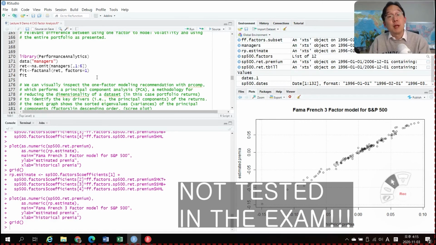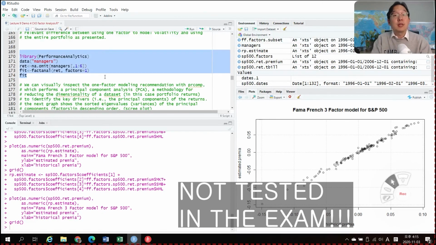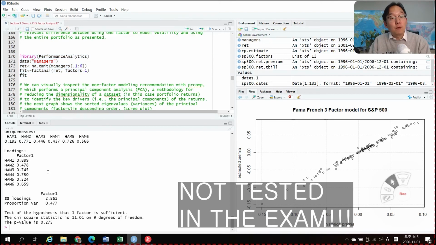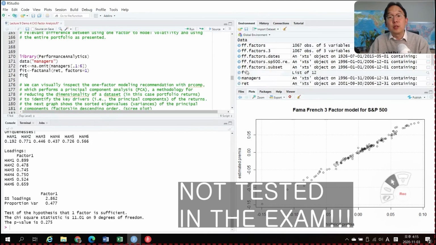That's what I'm trying to say. Here you need the PerformanceAnalytics library, and then we're going to do it like this. The managers 1 through 6, and then we're going to construct a return data set, omitting the NA values, and then the fit will be constructed, the fit data, that's factanal, and then return based on one factor, right? So fit data is constructed and show me the result.